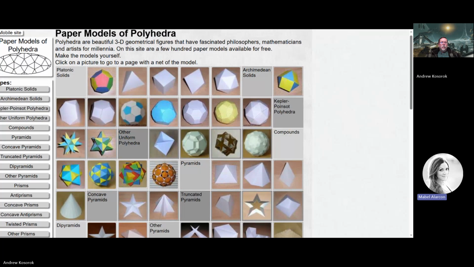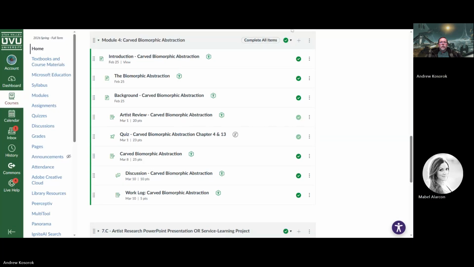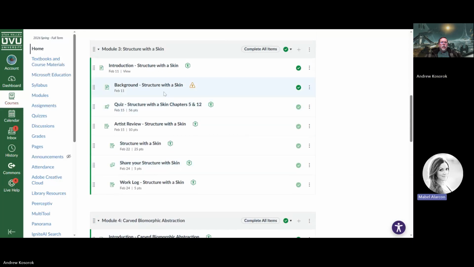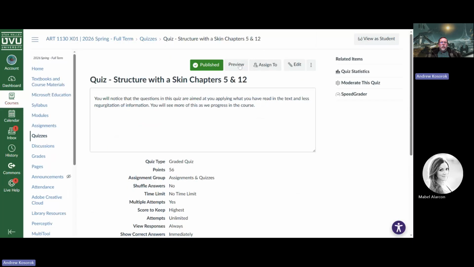You still have the paper models of polyhedra on the screen. Oh, I'm sorry. Okay. Thank you for telling me that. No problem. Okay.